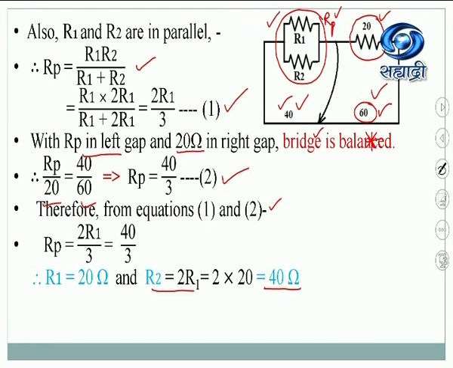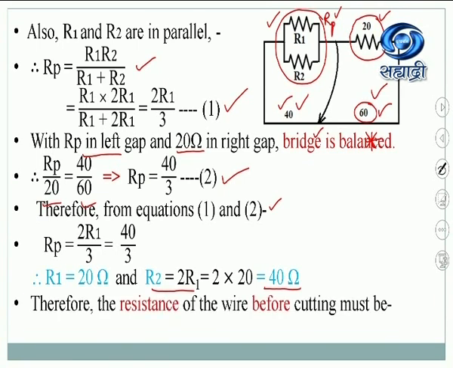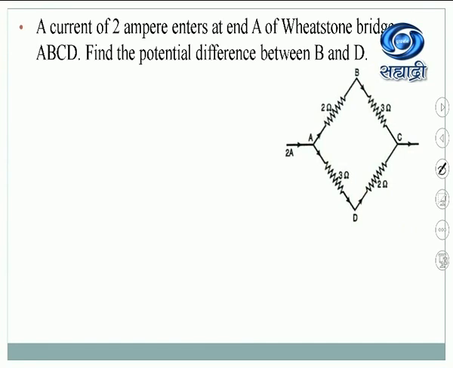This is shown in blue color because these are not the answers which are asked. What is asked? That is important. The resistance before cutting. So R should be equal to R1 plus R2, that is 20 plus 40, so that is 60 ohm. So the resistance of the wire before cutting must be 60 ohm. That is the answer. We shall see one more numerical here.